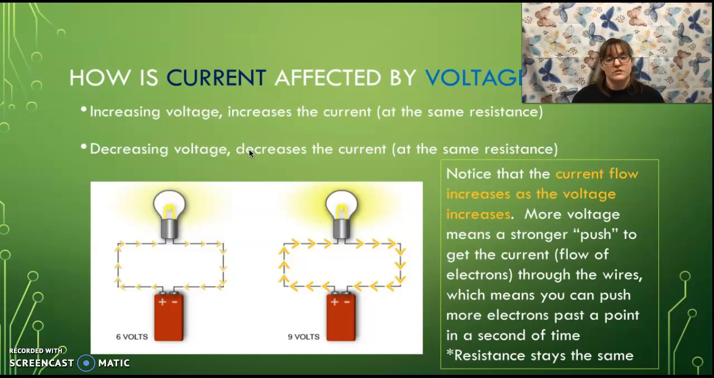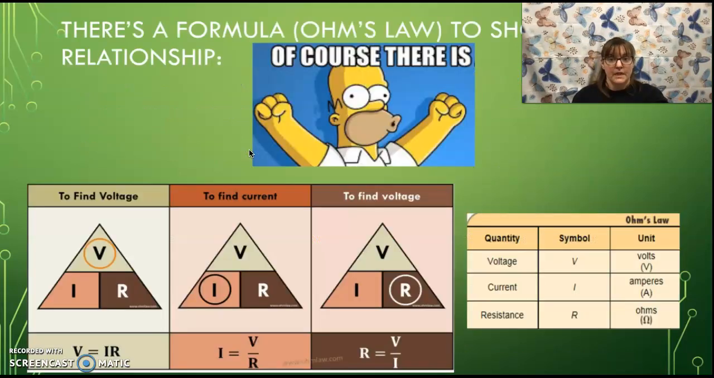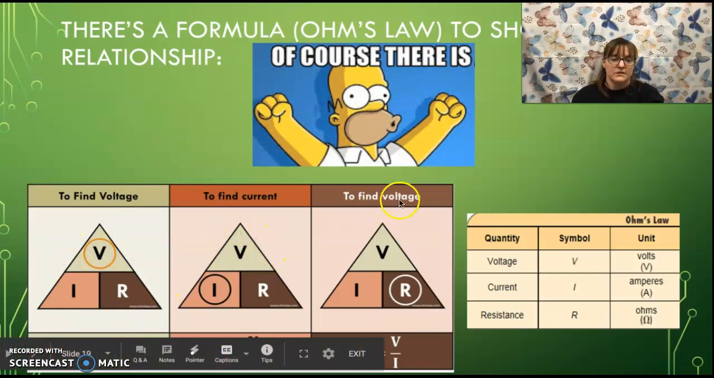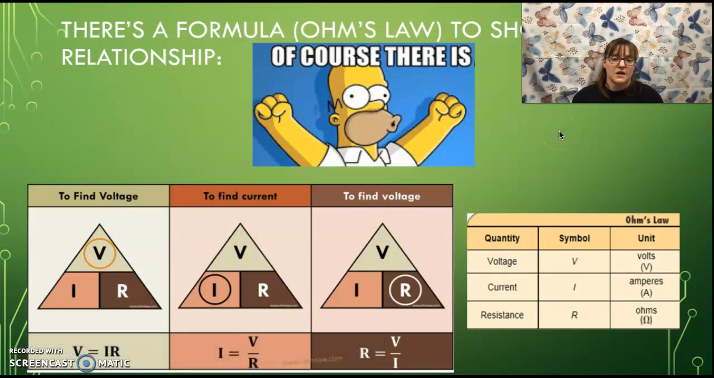The more voltage means the stronger push on the electrons, and the more flow or current you will get through your wire. So you can push more electrons past that one point in time, as long as the resistance, of course, stays the same. So there's a formula for Ohm's law. We love formulas. You guys love math. I'm sure this is the bright part of your day. So our formula for this is V equals, you can't see it because that thing came up, V equals IR.